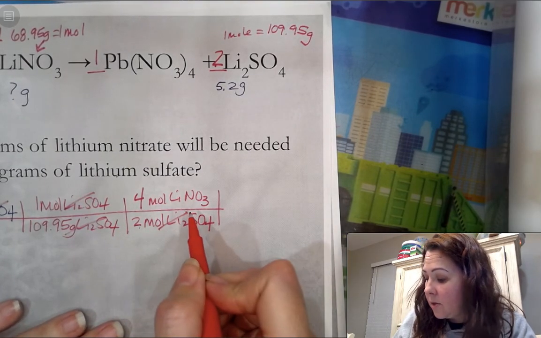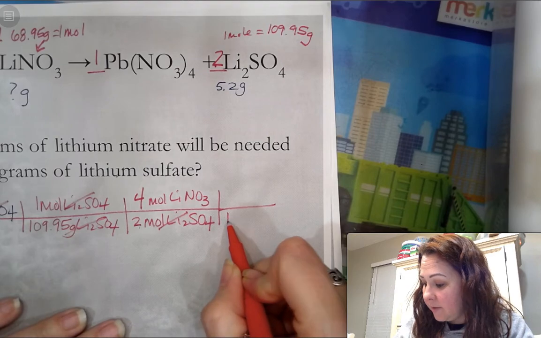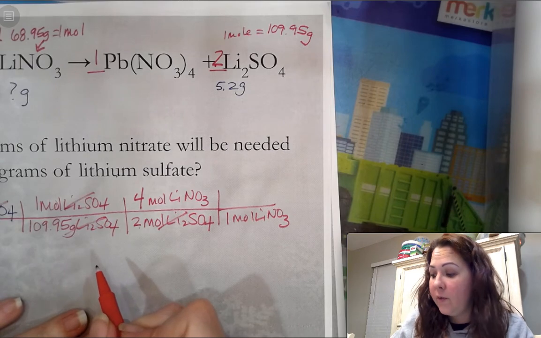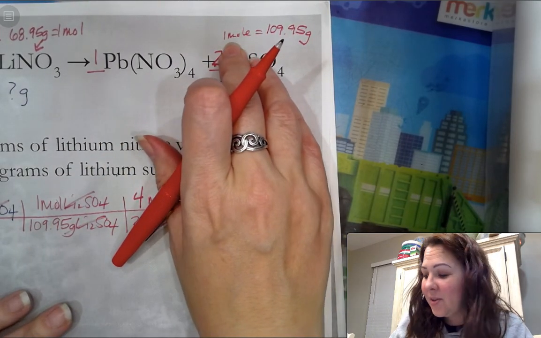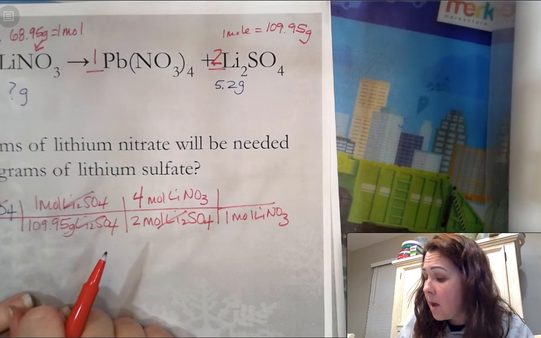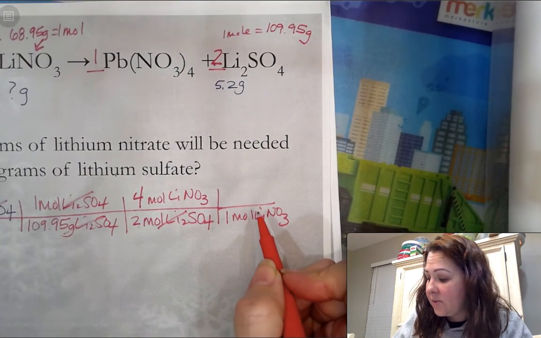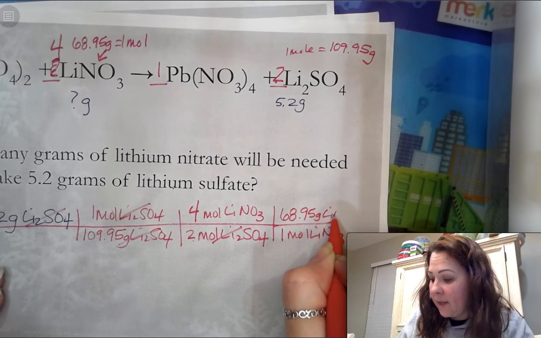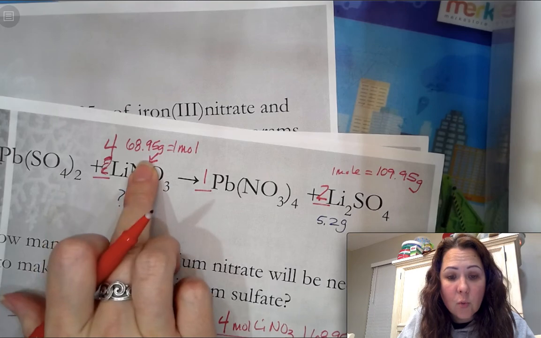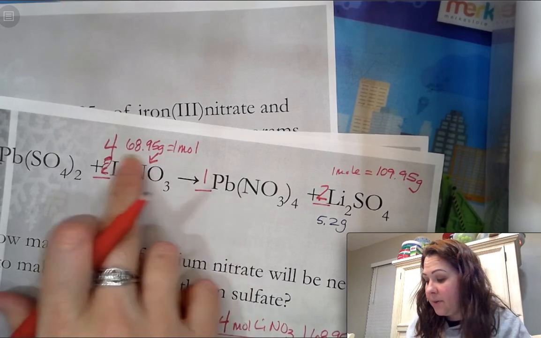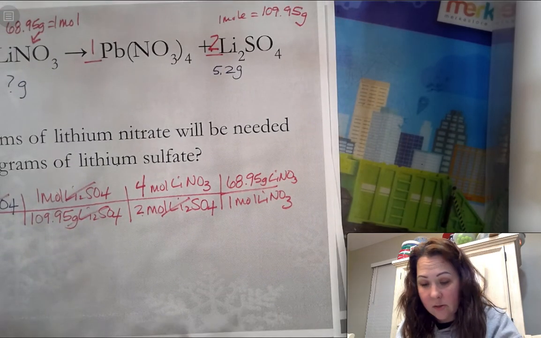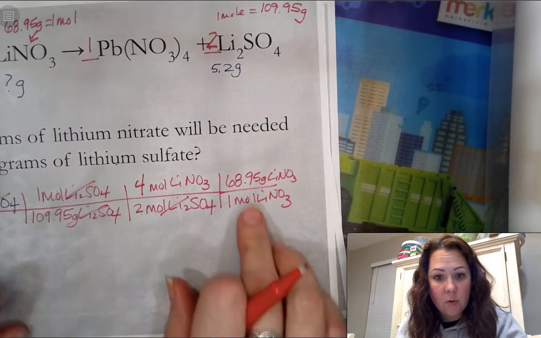Now in the next step, I need to get rid of moles of lithium nitrate and turn it into grams. So 1 mole of lithium nitrate, the molar mass is always written with 1 mole. That's why I wrote it in. 1 mole of lithium nitrate has a molar mass of 68.95 grams. That's what we found right here. The only time you don't have the number 1 with mole is with a mole ratio. So this is always equal to 1 mole.